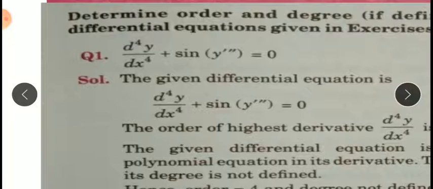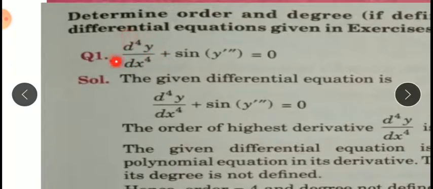Now refer to exercise 9.1. Determine the order and degree, if defined, of the differential equations given in exercises 1 to 10. Refer to the questions of the exercise. First question: d4y by dx4 plus sin y triple dash. What do you mean by y triple dash? Its meaning is d3y by dx3. But d4y by dx4, its order is 4.